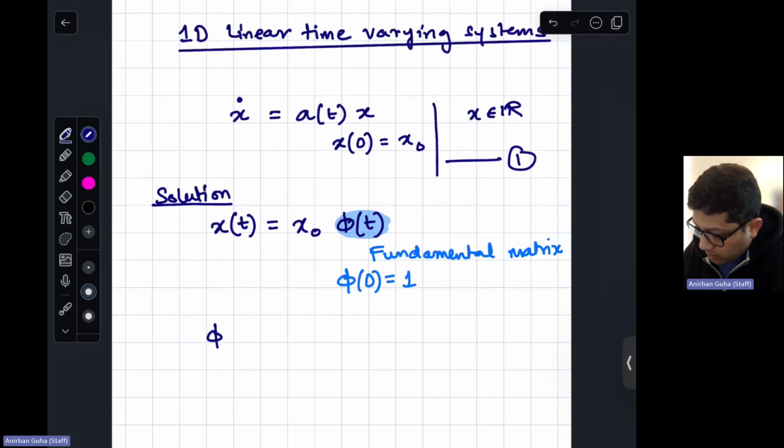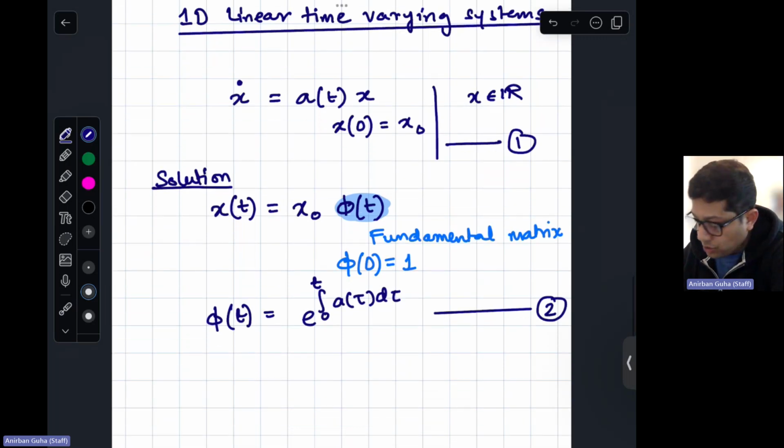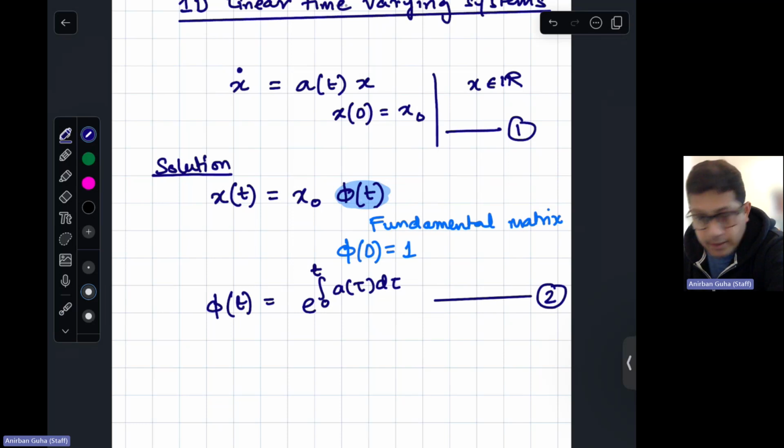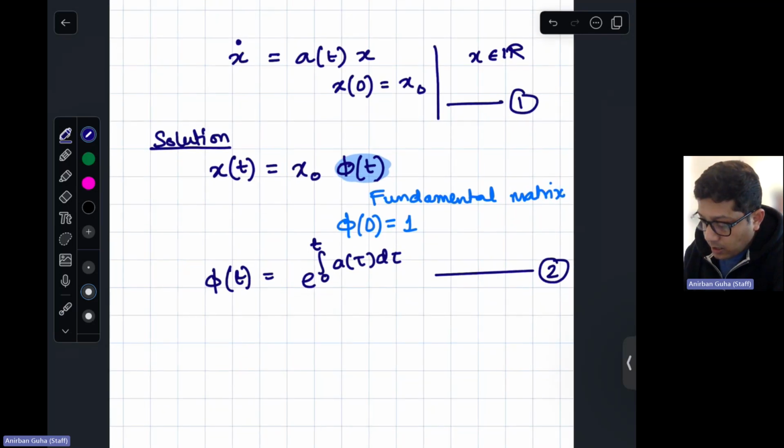And just for the record, phi(t) is given by the exponential of the integral from 0 to t of a(tau) d tau. So that's the whole thing, that is our solution, right? This x(t) is x0 phi(t), where phi(t) is this exponential of the integral. Right. So that's what we did in the last class, and also we have to understand that this is for a generic time dependence.